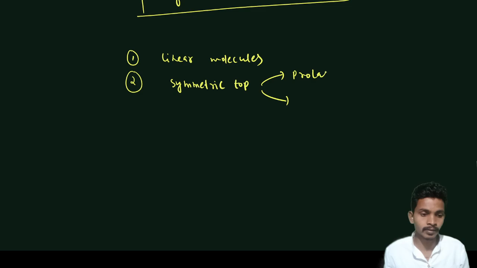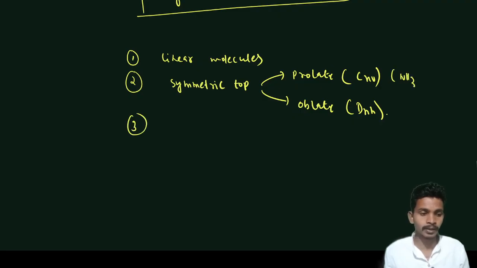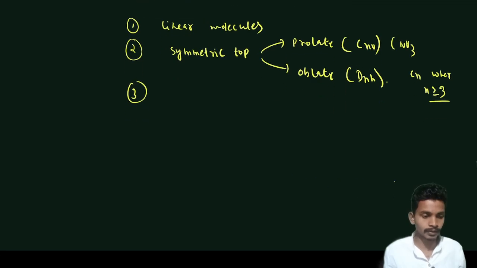prolate, another is oblate. The prolate type of molecules are mainly C and B type point groups, and these are D and H point groups. And we have discussed CNB-like molecules like NH3, and the principal axis Cn where n is greater than or equal to 3. This condition should be satisfied.